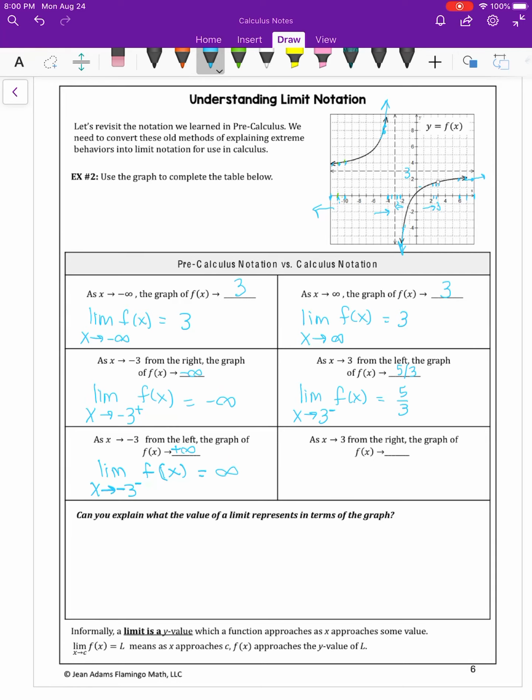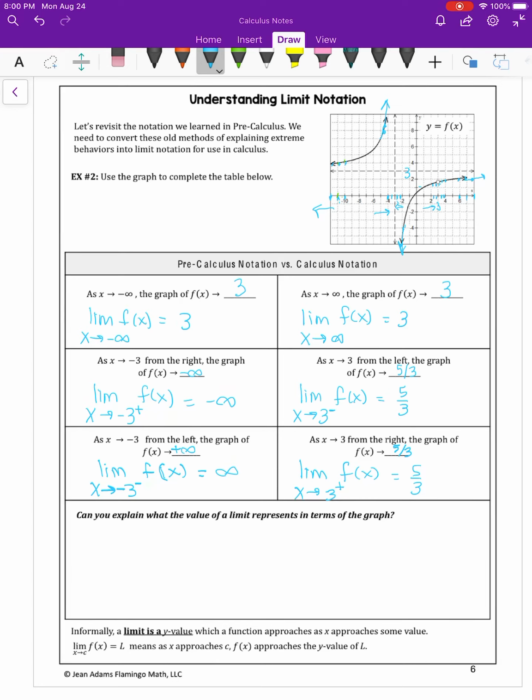And then as x approaches 3 from the right, we're coming in from the right. There's my y, put another x in, there's my y. You can see that from the right, it's approaching 5/3 again. So the limit as x approaches 3 from the right of f of x is 5/3.